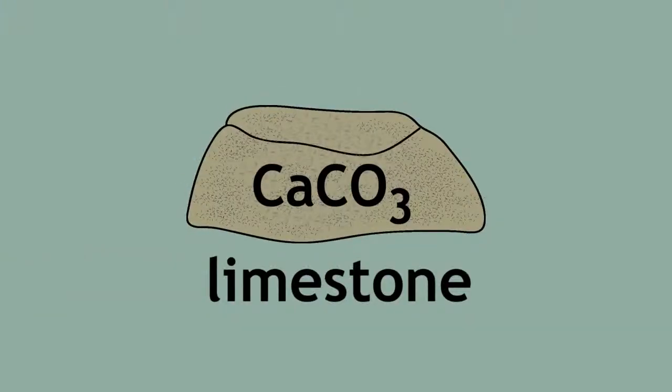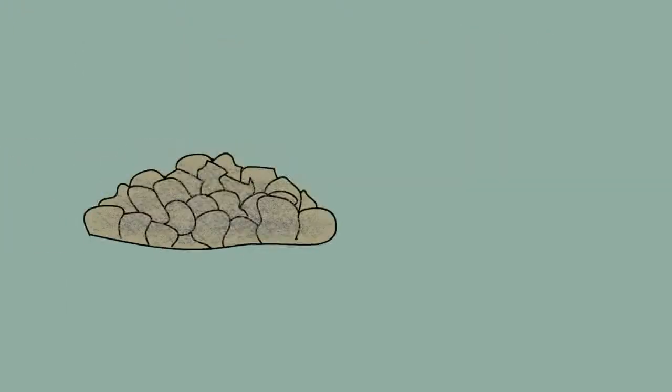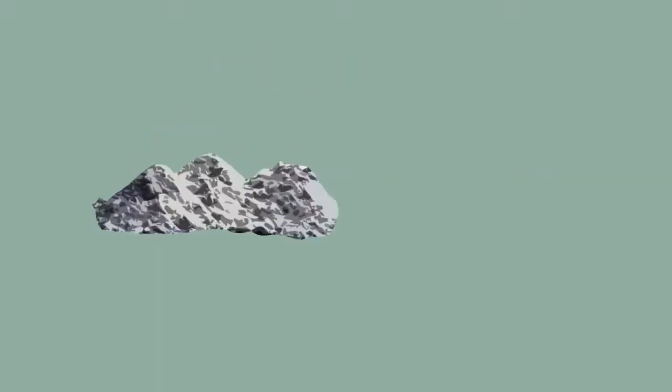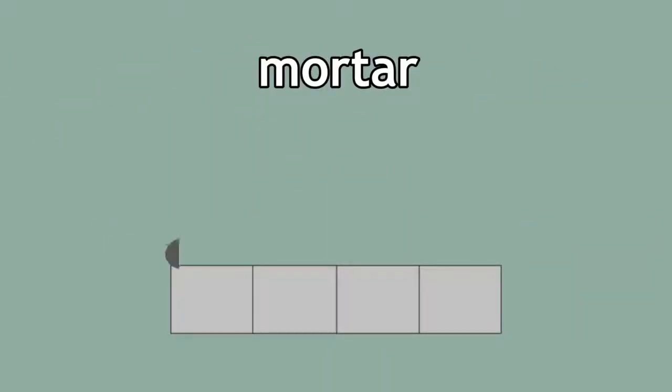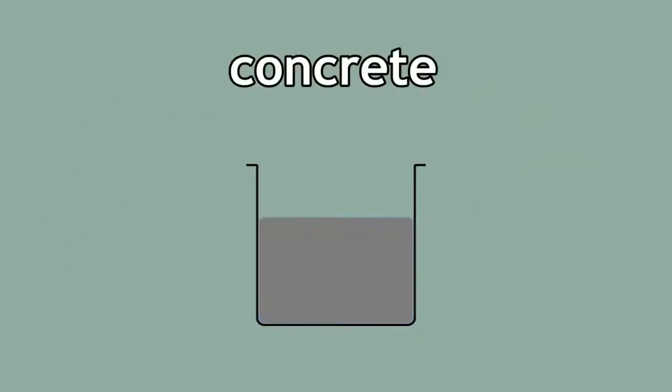Limestone can be used to make other building materials, such as cement, mortar, and concrete. When limestone is crushed and heated with clay in a rotary kiln, cement is made. Cement can be mixed with sand and water to produce mortar, which is used to glue bricks together. Cement can also be mixed with sand, gravel, and water to produce concrete. Concrete, when hardened, is very strong. Pouring concrete onto steel bar structures creates reinforced concrete, which is even stronger.